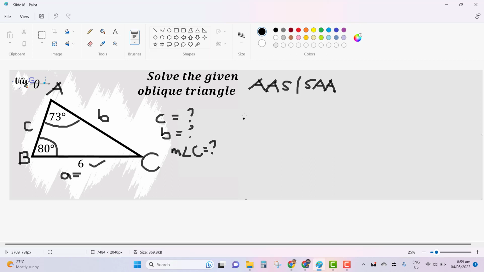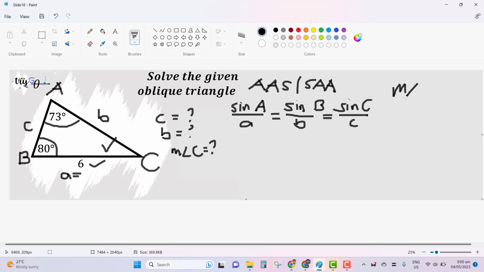We can use the law of sines here using this formula. The sine of angle A over side A is equal to the sine of angle B over its opposite side B, which is also equal to sine of angle C over its opposite side C. We just need to simply input all values here. But before we go to this, there's one item here that we could solve even without the use of the law of sines. I'm talking about the measurement of angle C.